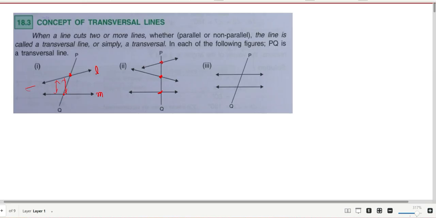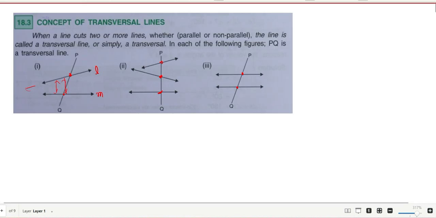In the same manner, in the third diagram, two parallel lines are given, and these parallel lines are intersected by the transversal PQ at different points. So PQ is a transversal. Firstly, do you all understand the transversal? A line which intersects two or more lines at different points is known as the transversal, and those lines need not be parallel. A transversal can cut parallel lines as well as non-parallel lines. That concept you need to understand.